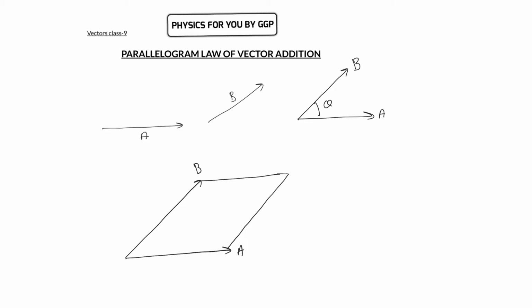That means if you're drawing a vector which is equal to the diagonal between a and b, it will give the value of the addition vector. This will give the value of a vector plus b vector, and the other diagonal, that means this diagonal, will give the subtraction vector, that is a vector minus b vector. So this will give the value of a vector minus b vector.